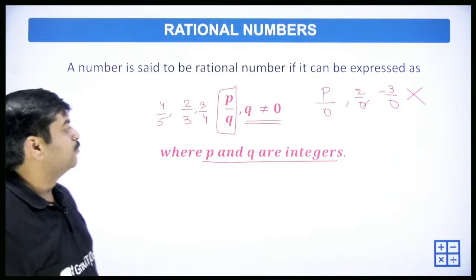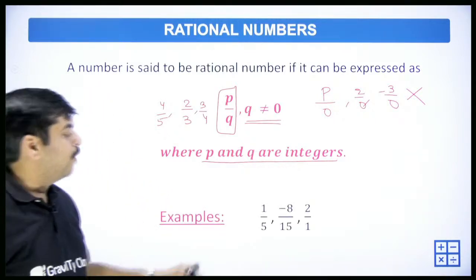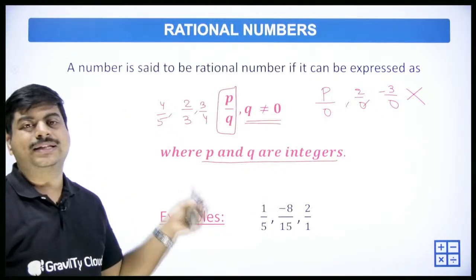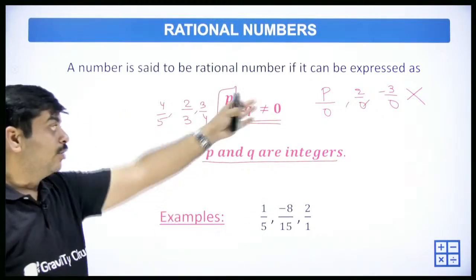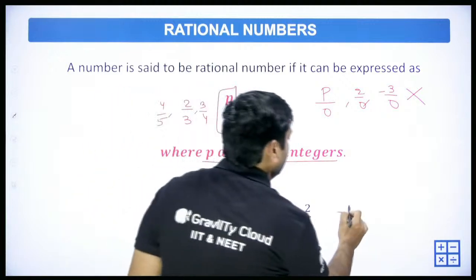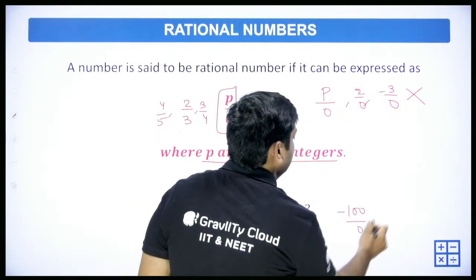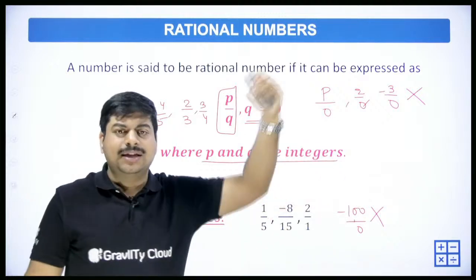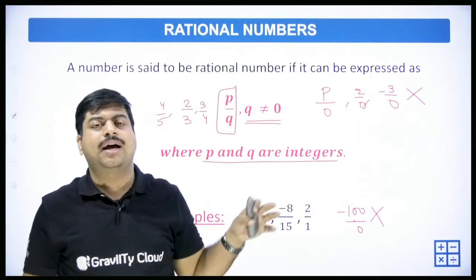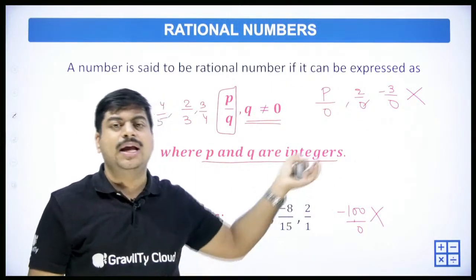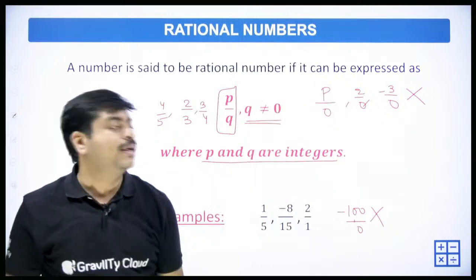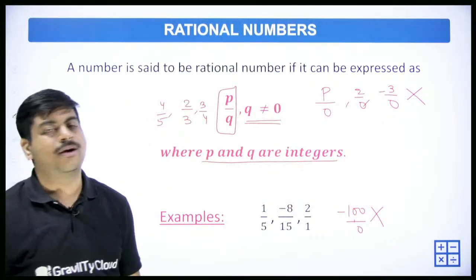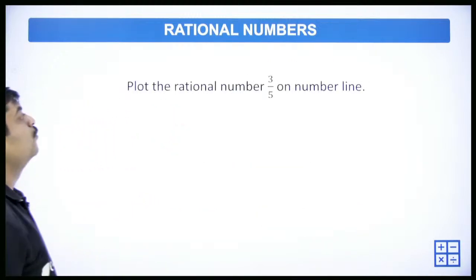Right? So let's move forward for the next one. 1 by 5, minus 8 by 15, 2 by 1. These are a few examples of rational numbers. You cannot have 2 by 0 or minus 100 by 0 as a rational number. These are not rational, and they are not irrational either. Irrational we haven't discussed yet. There are numbers which do not come under rational as well as irrational, which is not a defined number. It is undefined. So let's move forward.